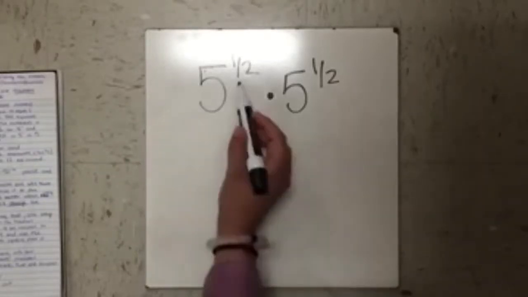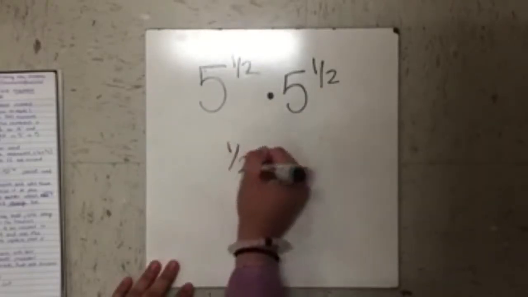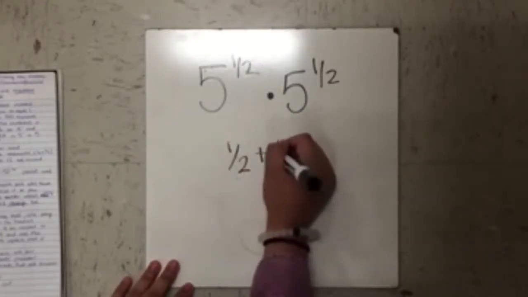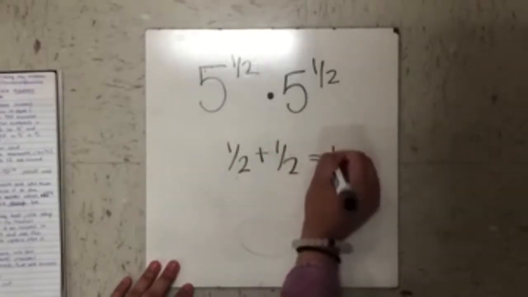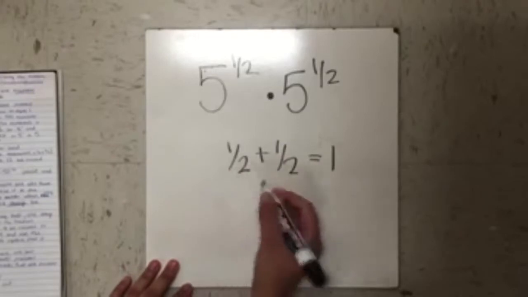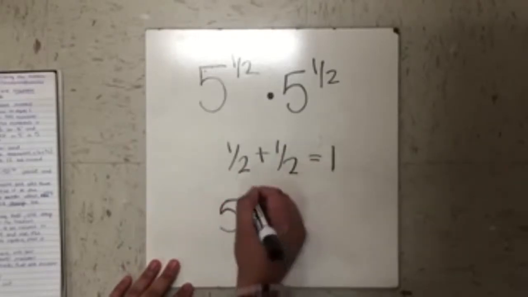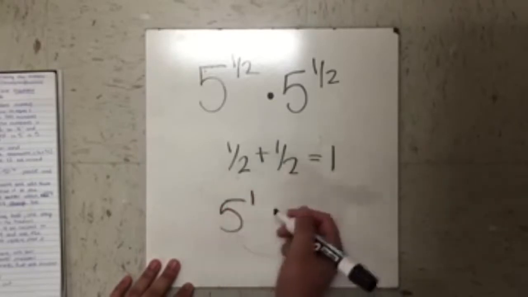Because 5 and 5 are the same number, you're going to just add the exponents together. So 1/2 plus 1/2 equals 1. So then you take 5 to the first power, and anything to the first power is itself, 5.